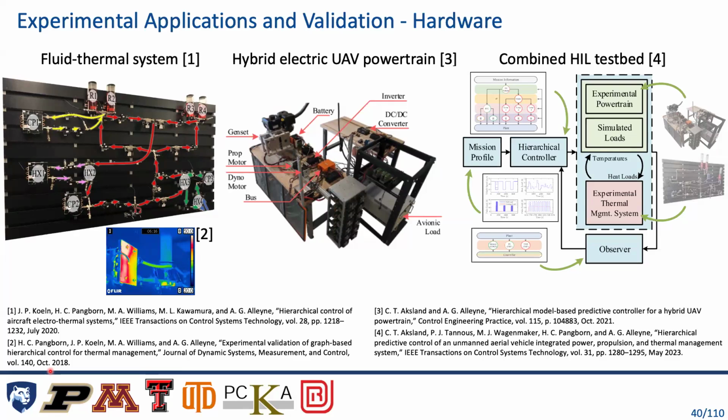And so we developed these models for fairly complex fluid thermal systems. We've then extended it to hybrid electric UAV powertrains, as well as hardware in the loop systems where we have a combination of hardware and simulated systems, and the controllers all running in real time, all based off of these graph-based models. So hopefully that gets you a sense of how these models have some structure and how that structure can be used from a modeling standpoint, but also from a control design standpoint. And then I'll turn it over to Donald to talk about how we can use this for control co-design. Thanks.